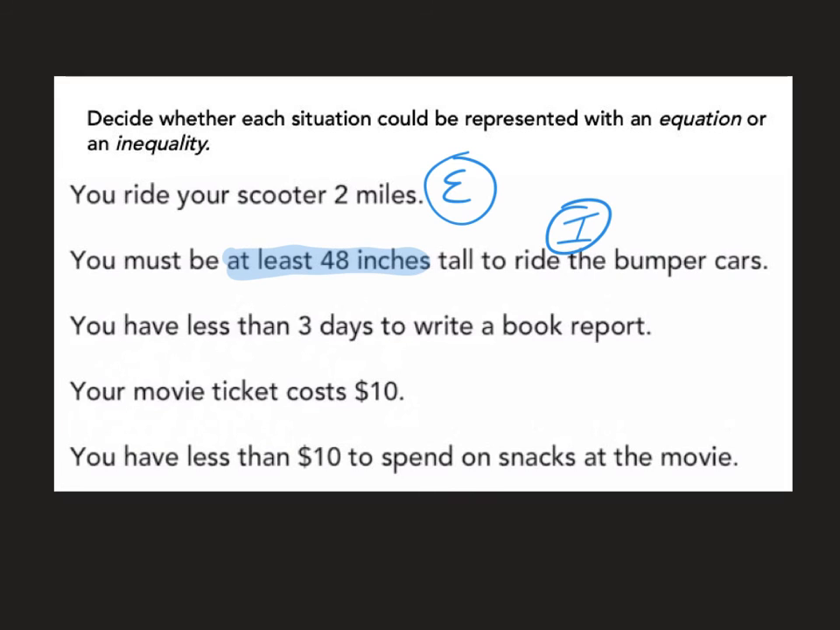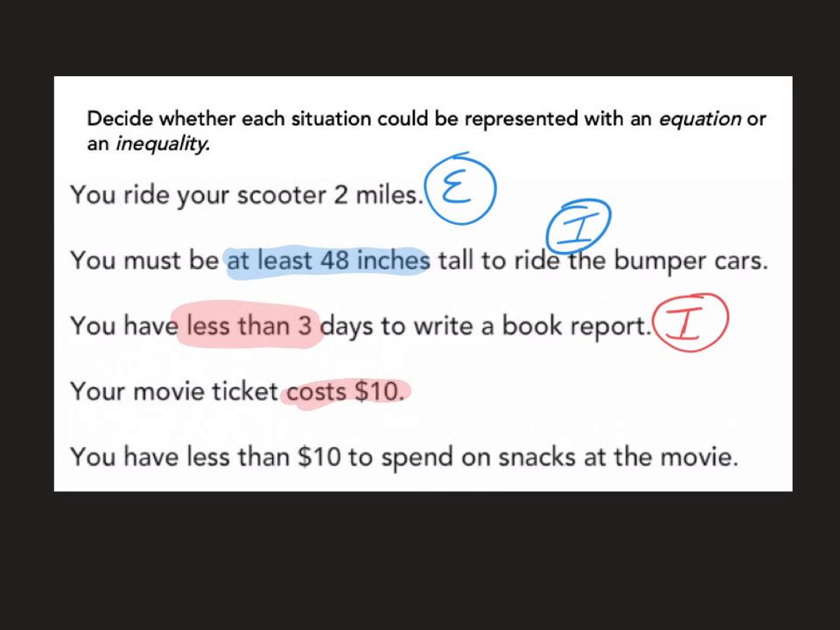How about the next one? You have less than 3 days, so really it's right here, we don't care about the days, to write a book report. Again, how many are less than 3 days? Well, the answer could be 2, the answer could be 1, the answer could be 0. So that's going to be, you got it, an inequality because it's got more than one possible solution.